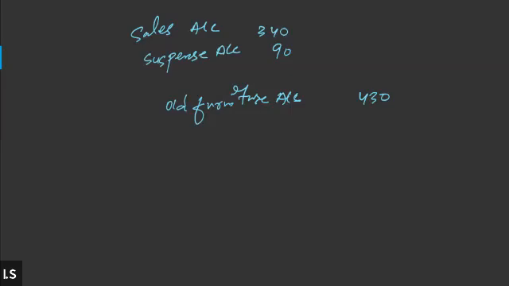No, sir. In the question, instead of 340, it is written that sales of old furniture worth rupees 430 was credited to sales account, right? Yes, sir. That is it. Okay. So tell me, whenever you sell the old furniture, which account need to be credited? The old furniture.